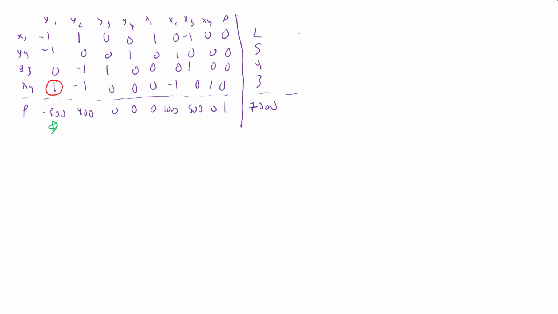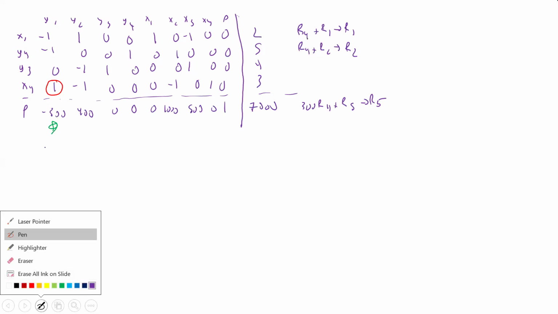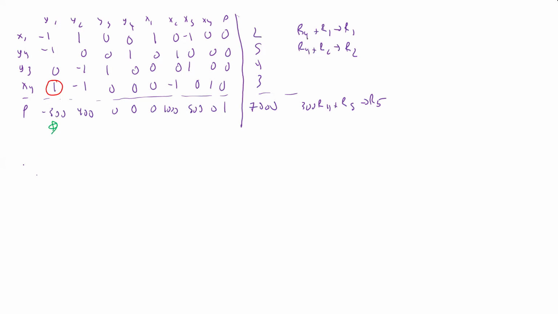Well, we're going to have to take row 4 plus row 1 is new row 1. We have to take row 4 plus row 2. That's our new row 2. And we're going to have to take 300 row 4 plus row 5. And that's our new row 5. All right. Hopefully we're getting close to the end here. So now let's see here. What do we have? Well, I guess I left it that color, so we'll just keep it that color.